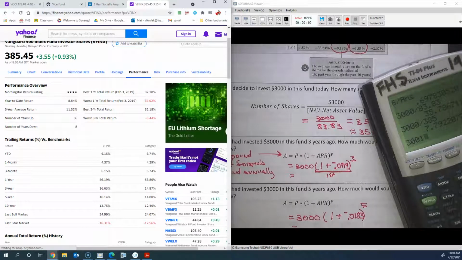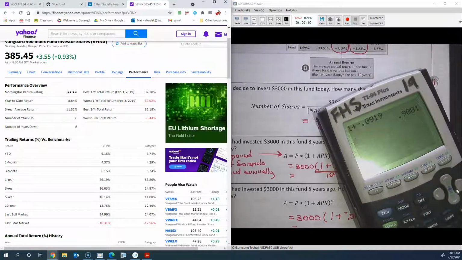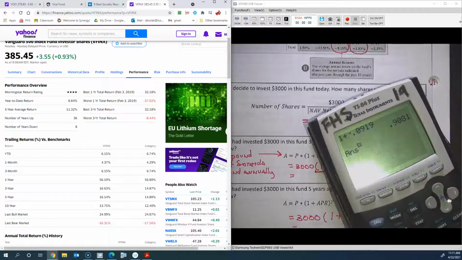So I go 1 plus negative 0.0919. Okay, then I do my exponent, which is 3 years. And then I multiply that by my investment, which is 3,000.